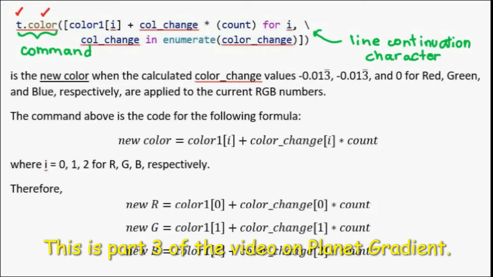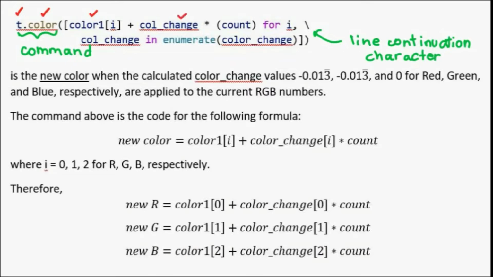Color 1 here is my variable. Color change is my variable. And the other variables that are mine are count and color change. Now the other words, they are included in the syntax of the Python command. One thing more, this one here, the line continuation character, it is a backslash, and we use this only if the command line is too long.